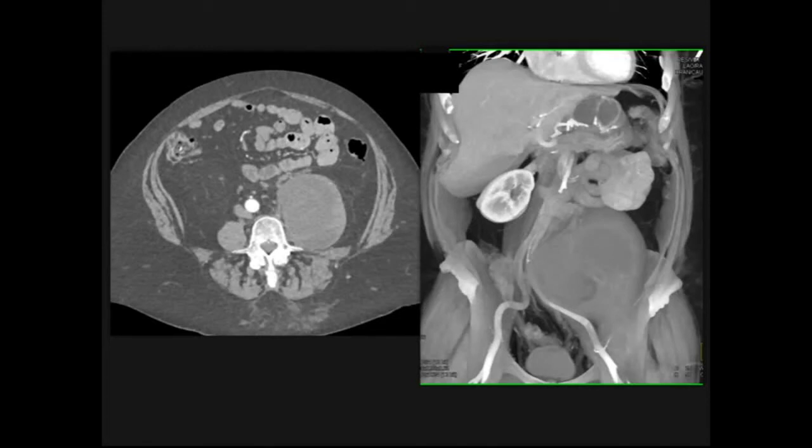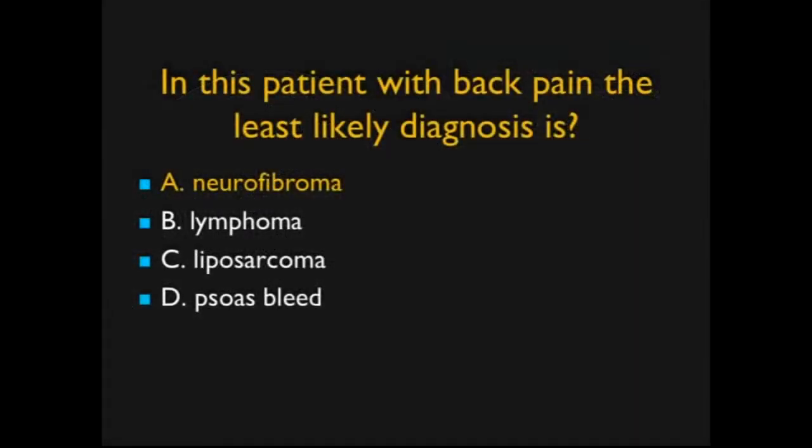Neurofibromas arise from the canal. They can cause bony erosion. They can be large, and they're typically low density. They don't track along the muscle as this one does. So neurofibroma is the least likely diagnosis. The other ones are all possibilities, and liposarcoma was indeed the answer.